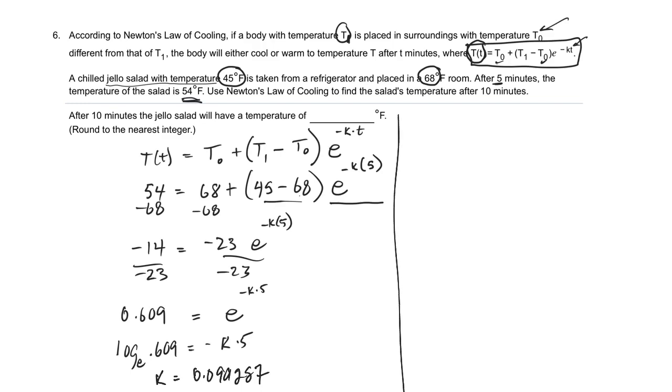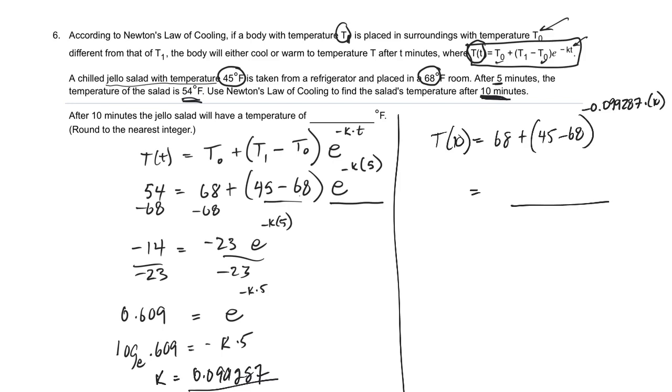Then the question says, what is the temperature going to be after 10 minutes? So they want to know what T of 10 minutes is. So that's equal to the environment, 68 again, plus it comes out of the fridge at 45, minus the environment, all times e to the negative k, and k is this number, 0.099287 times 10. And just plug that in your calculator to figure out what it is. All right, hopefully that helps you with those questions. They're good ones.